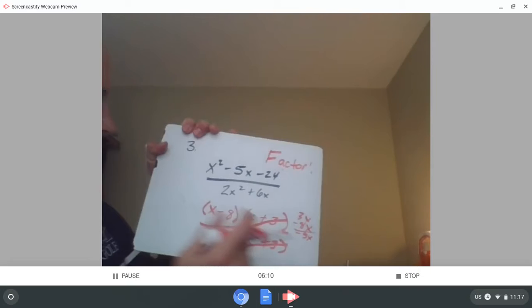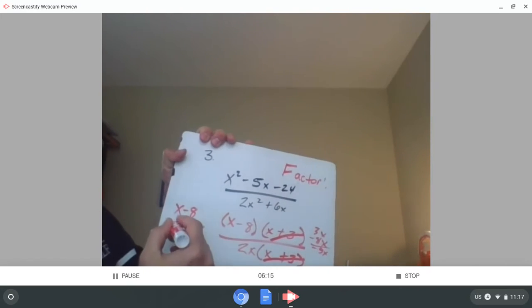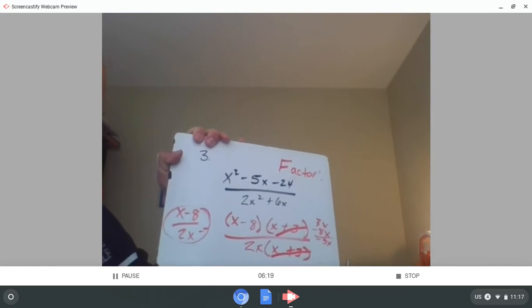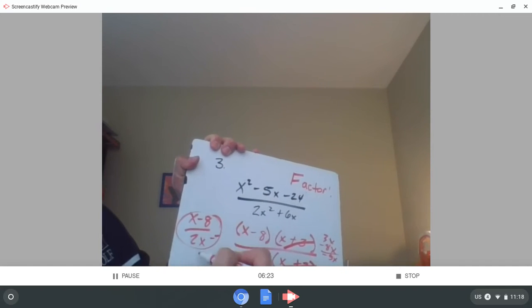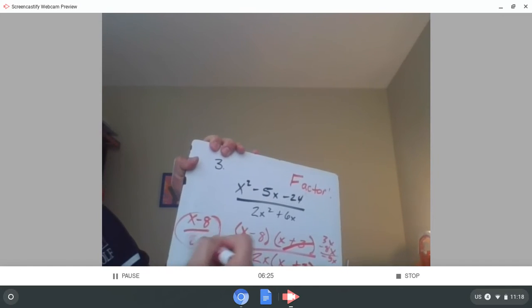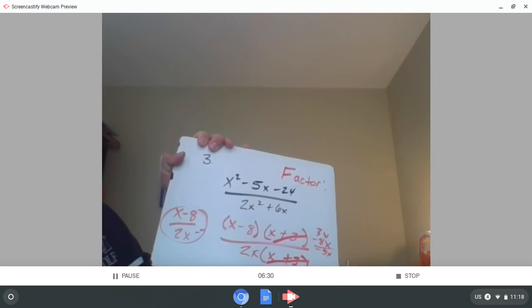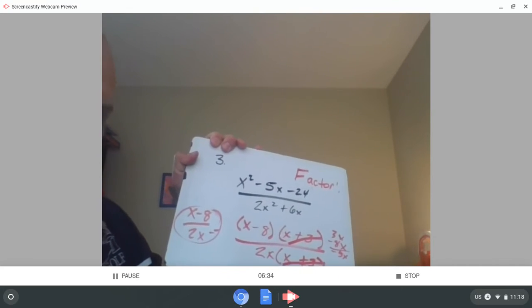Okay, and now what I'm left with is my final answer. And guys, I'm running out of room, so I'm going to write it over here. My final answer is x minus 8 over 2x. This is a binomial. This is a monomial. They don't reduce each other. Okay, the 8 and the 2 don't reduce. These x's don't reduce. You either cross out the whole binomial or nothing. Okay, all right, so let's move on to the next one.